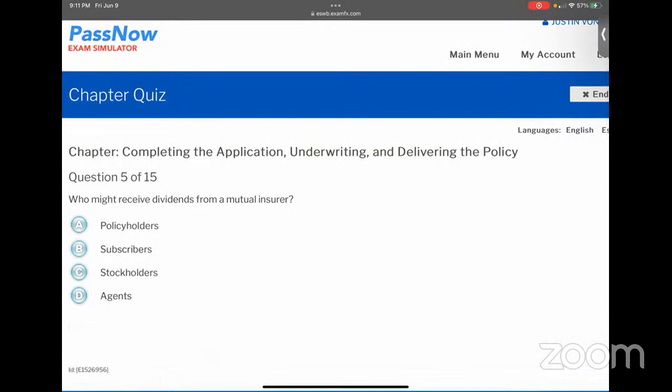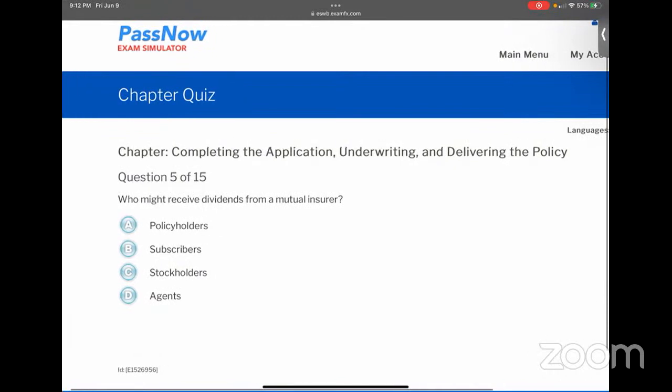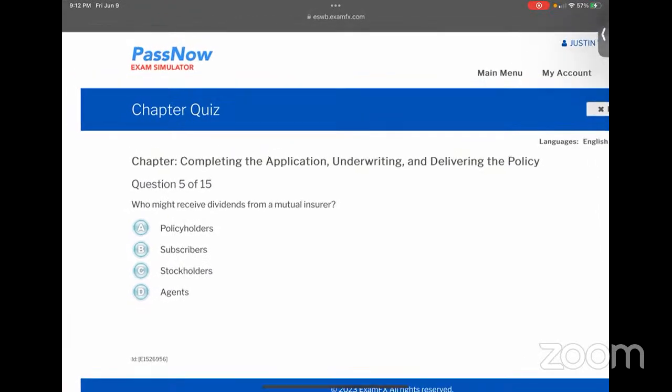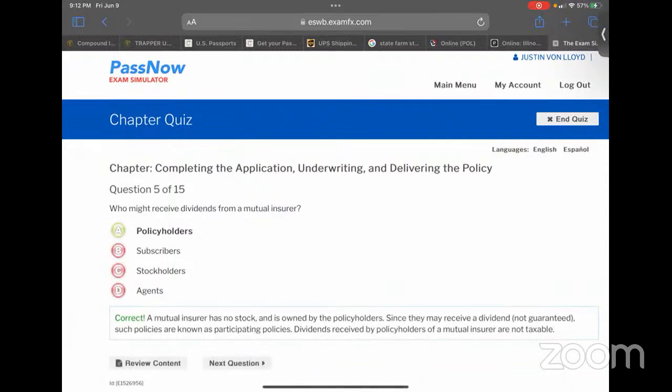All right. Number 5. Who might receive dividends from a mutual insurer? We just talked. The policyholder. A. I said A. Yeah, A. Policyholder. Yeah, we extensively went over that one.